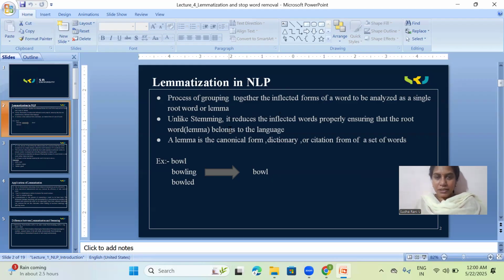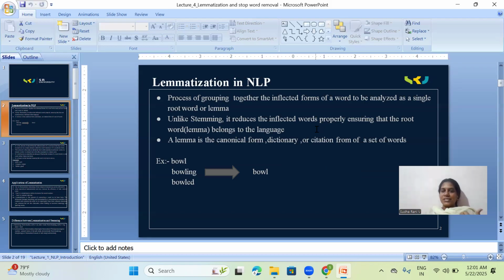Unlike stemming, lemmatization reduces the inflected words properly, ensuring that the root word belongs to the language. Here we have to remember only one major point regarding stemming and lemmatization: stemming doesn't check whether the generated root word is a meaningful word or not. It won't concentrate on the rules and regulations of the language. Its task is only to generate the root word.